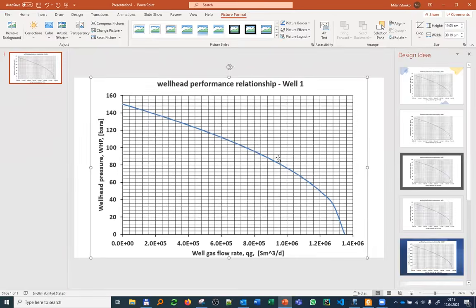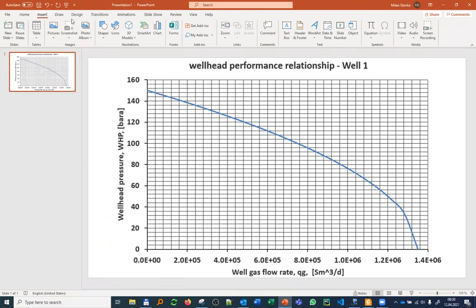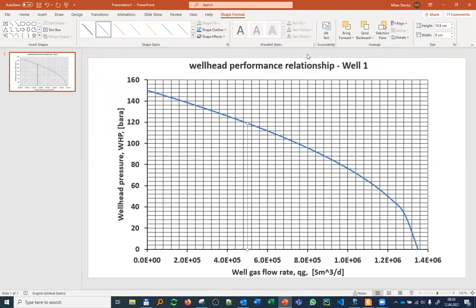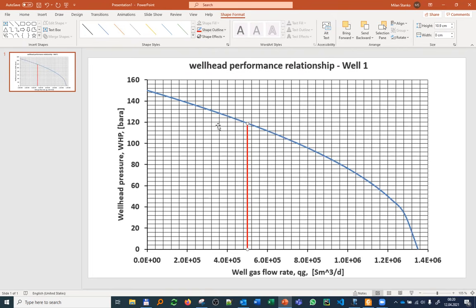Okay, so we said first in well 1, we want to produce 500,000, which is going to be here. So let's take a line, and then we go here. Let me just change the color. Then we put another line just to read how much. You can also use a web plot digitizer for this if you want.